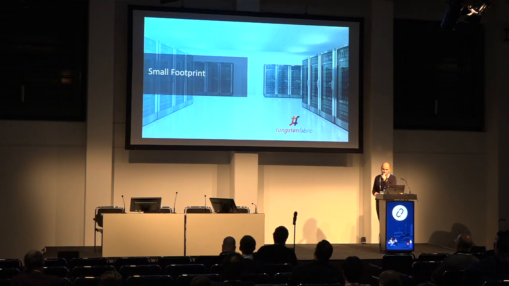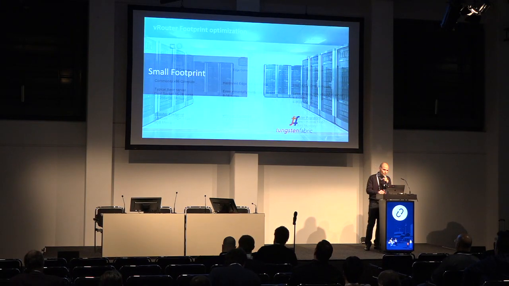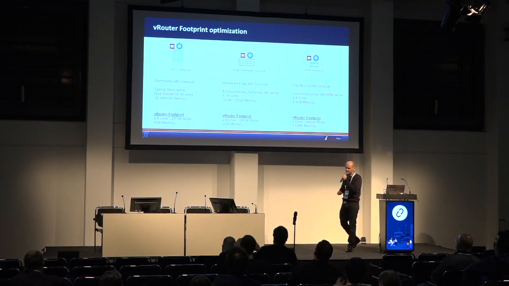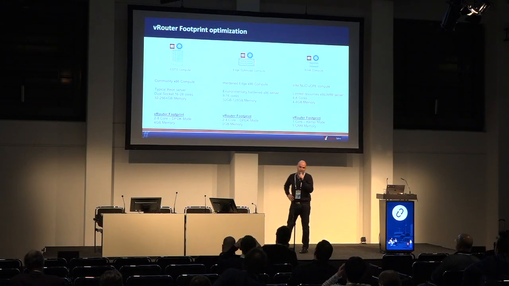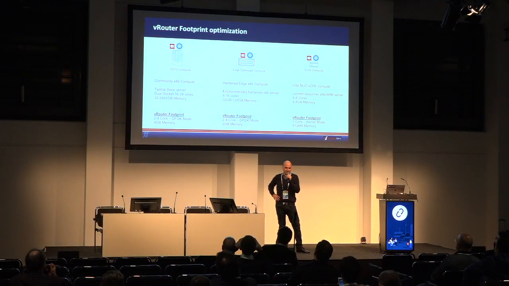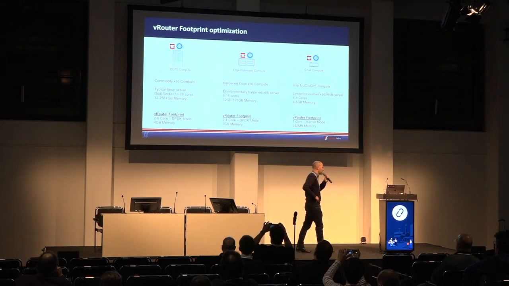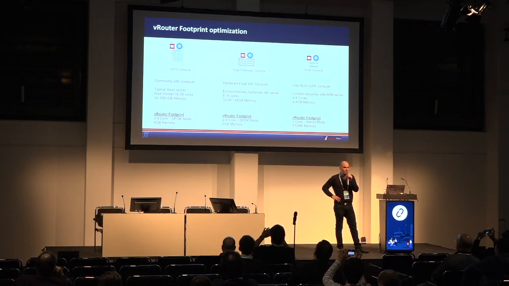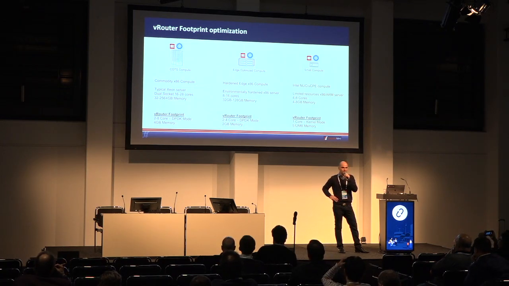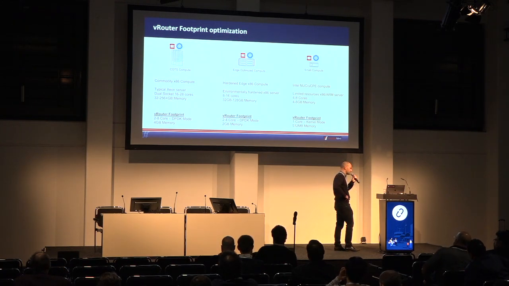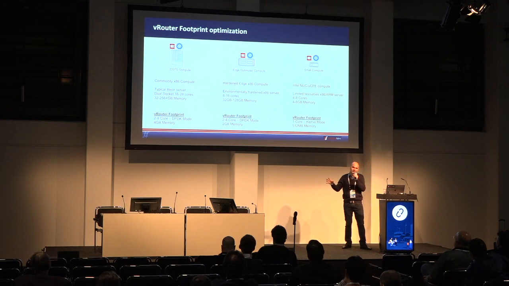Okay, next requirement, the need to have a smaller footprint of vRouter. Originally, when Tungsten Fabric was designed, it was meant to be deployed in large-scale data centers with potentially hundreds, thousands of compute nodes, if not more, in service provider environments where you would have tens of thousands of virtual networks, hundreds of thousands, if not millions, of IP prefixes. And that's why the focus was on scalability.